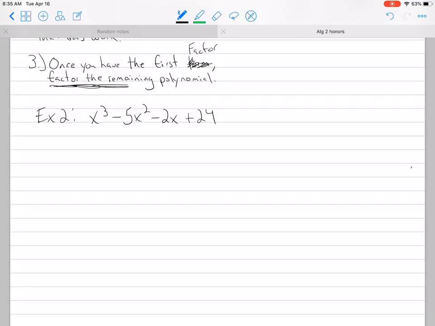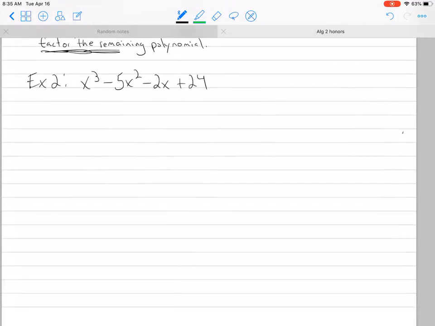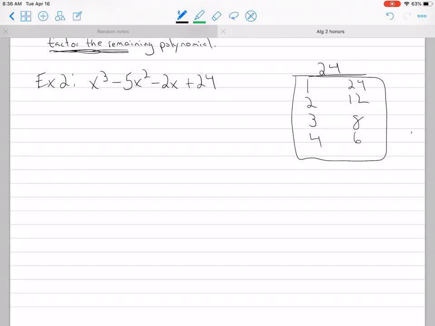And if you did it, you should be thinking, oh, yeah, step 1, find the factors of the last term. That last term is 24. Ooh, that's kind of ugly. 1 and 24, 2 times 12, 3 times 8 is 24, and 4 times 6 is 24. You got a lot of factors here.